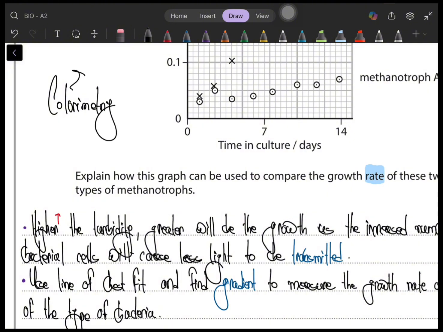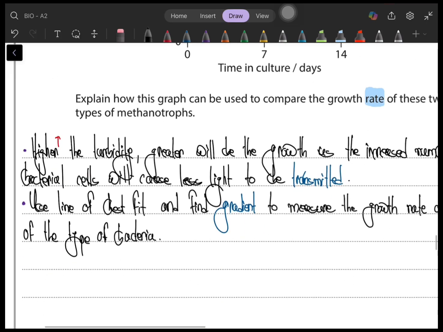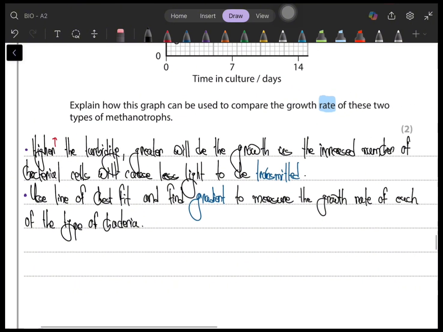the colorimetry experiment from AS chemistry, right? So yeah, let's just move on and use the line of best fit and find the gradient to measure the growth rate of each type of bacteria. All right.